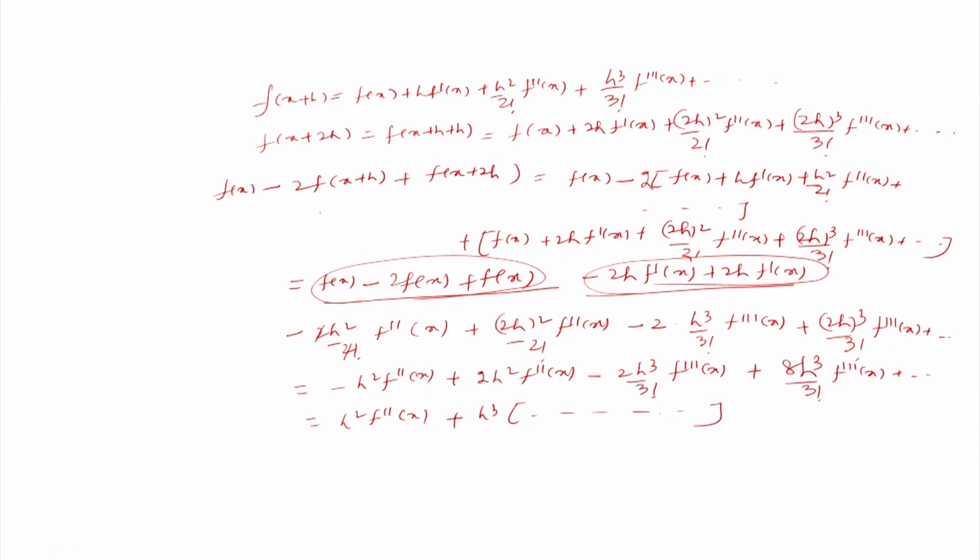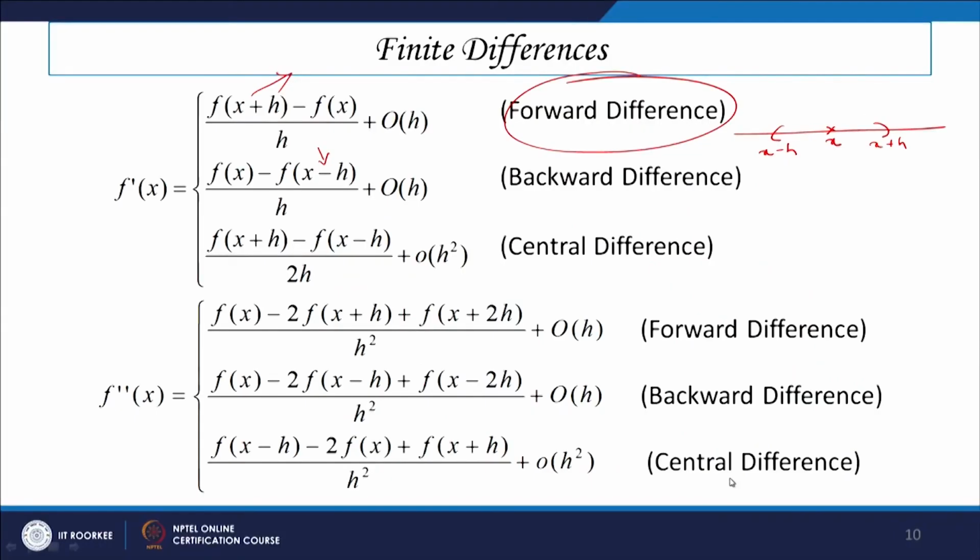And if we divide h square on the left hand side and h square on the right hand side, we can obtain f double dash of x equals f of x minus 2 f of x plus h plus f of x plus 2h divided by h square, plus order of h term here.